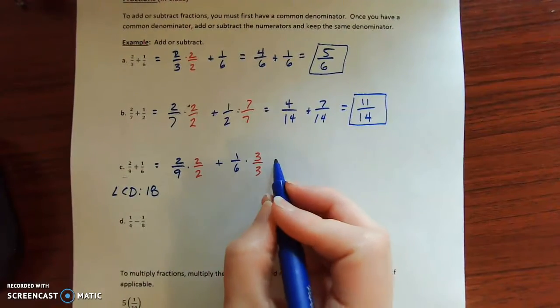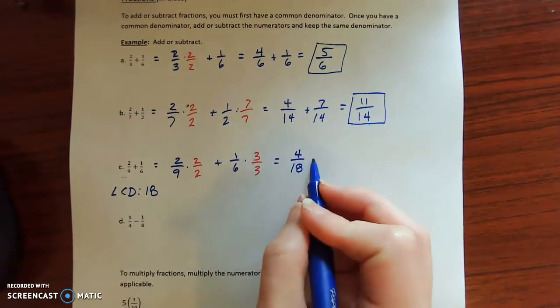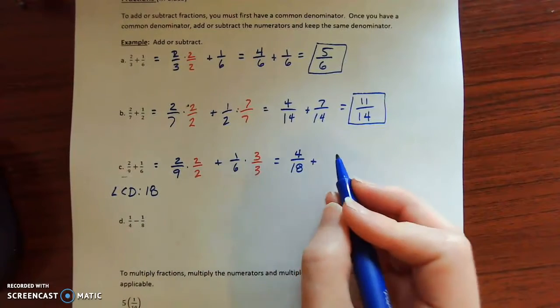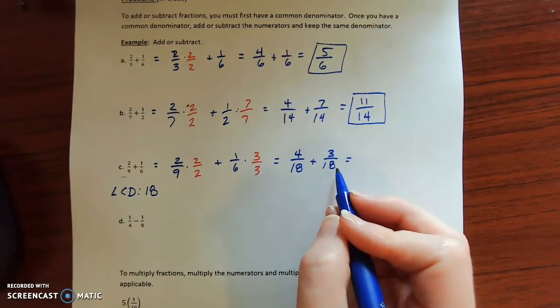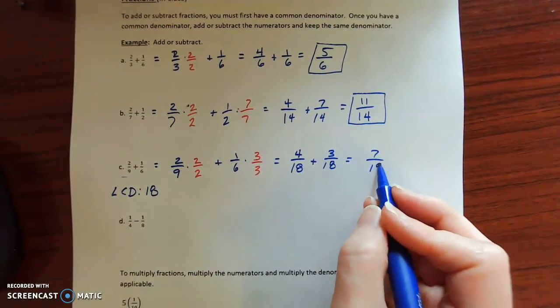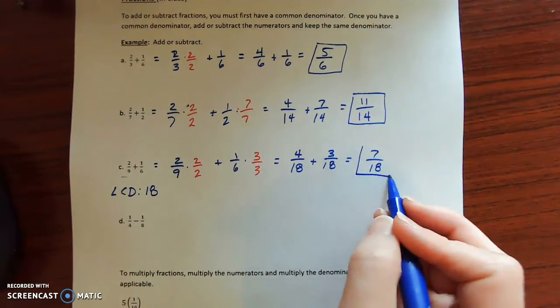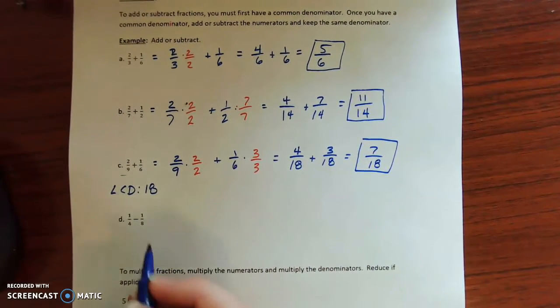So 2/9 turns into 4/18, plus 1/6 we're rewriting as 3/18. Adding those together, 4 plus 3 is 7, with a denominator of 18. Again, I can't reduce, so I'm left with 7/18.